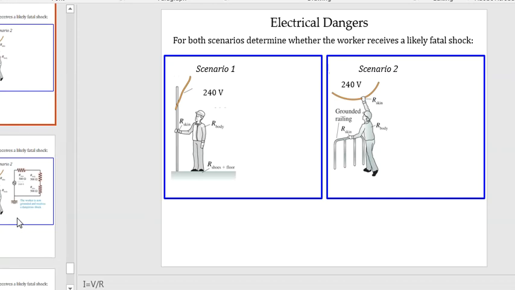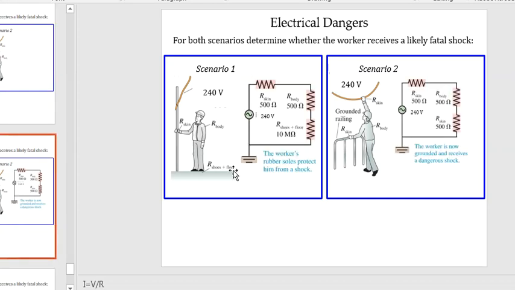Well, you might think that it would be dangerous in either case, but it turns out that the worker's rubber shoes protect him from a shock in this case. And so if you look at all the different resistors, maybe the resistance of the skin, the body, and then the shoes and the floor, you can see that there's a very large amount of resistance connecting him to ground.